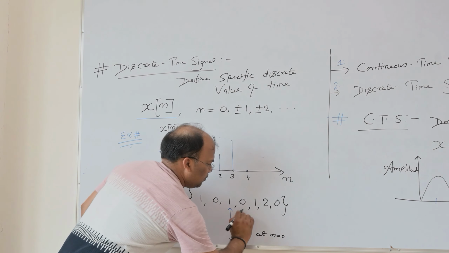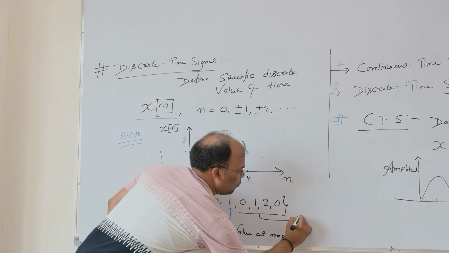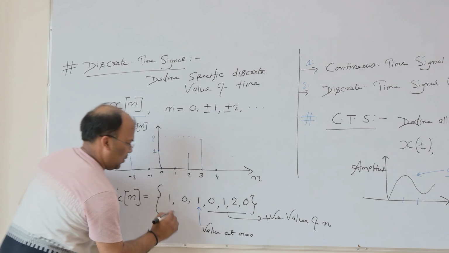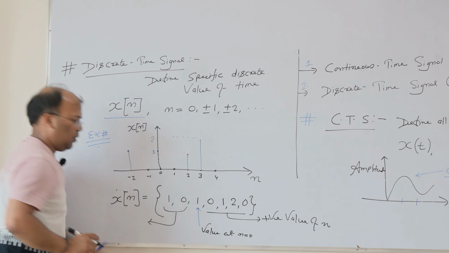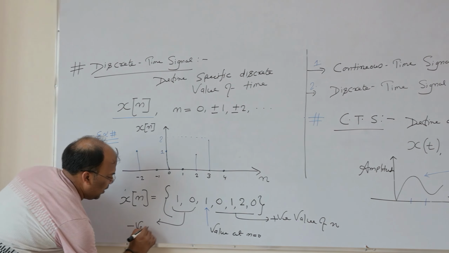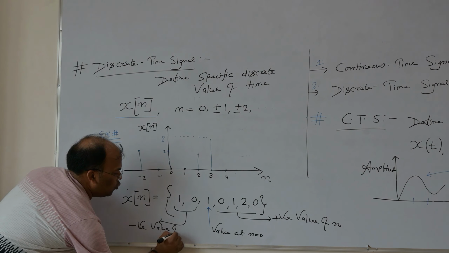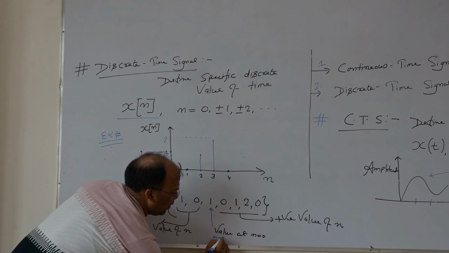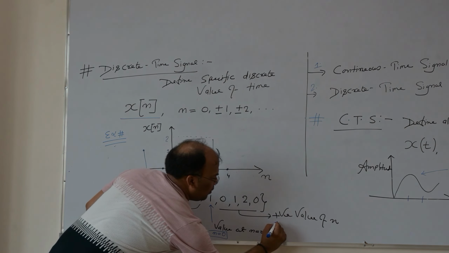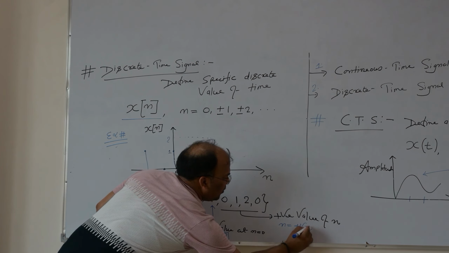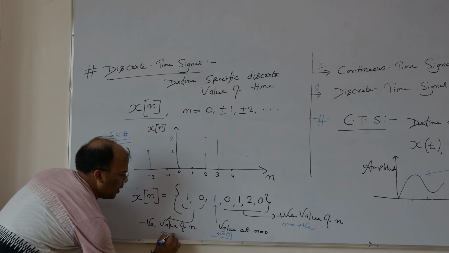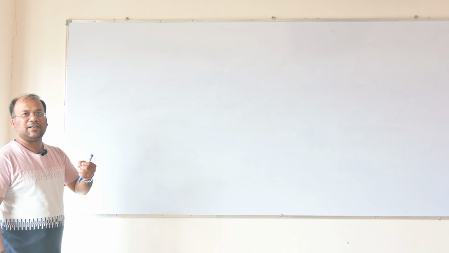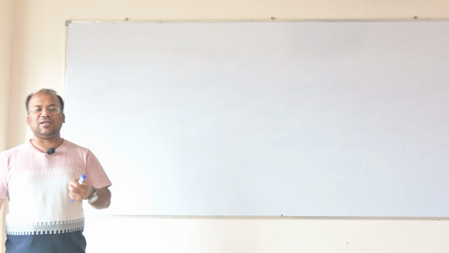And the right hand side will show positive values of n, and the negative side will show negative values of n. Or we can say at this point n is equal to 0. For this point n is a positive integer, and this point n is a negative integer. So we will try to sketch some continuous time signals and discrete time signals.